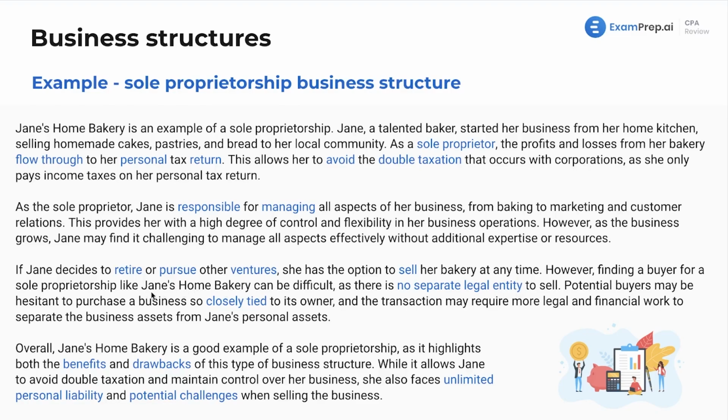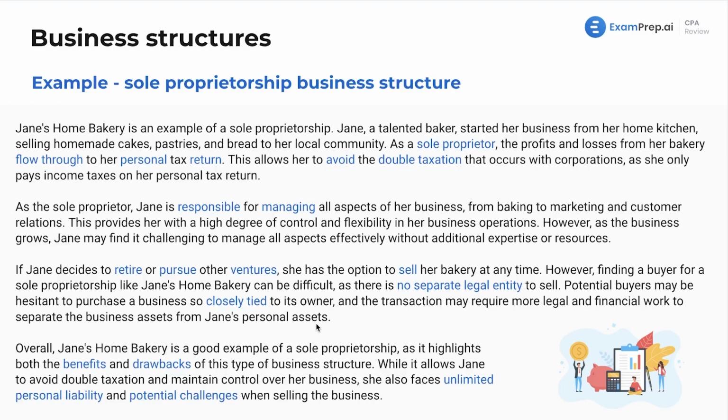Potential buyers may be hesitant to purchase it as it's so closely tied to its owner, because maybe as soon as she sells it, everyone says, oh, Jane doesn't own it anymore. Under new management, I don't want to buy from this. The transaction may require more legal and financial work to separate the business assets from Jane's personal assets. Another important point there as well. Jane might say, oh, well, I actually own everything personally. The business doesn't own anything. So there could be a lot of complications there.